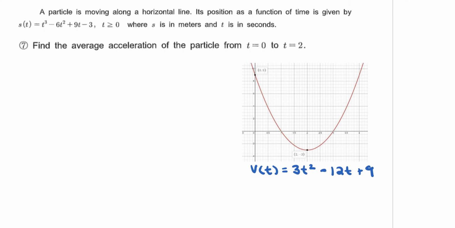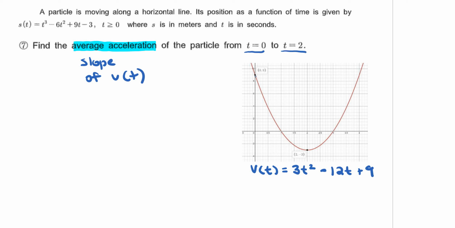All right, so I need to find the average acceleration of the particle from t equals 0 to t equals 2. Okay, so when we're talking about average acceleration, that's pretty much the slope of the secant line. And basically, when you're dealing with acceleration, you're looking at the slope of your VT graph. Okay, and we want to find the slope between t equals 0 and t equals 2.